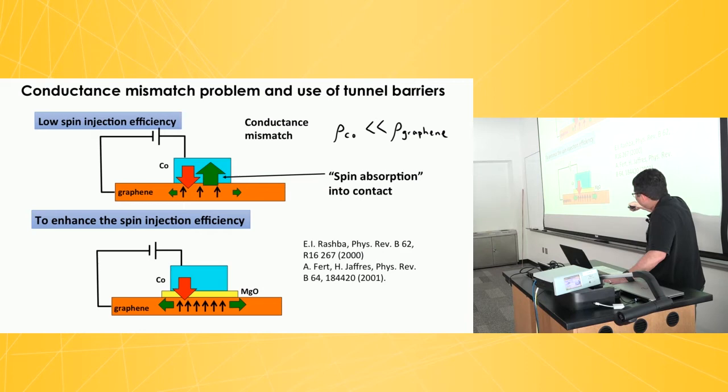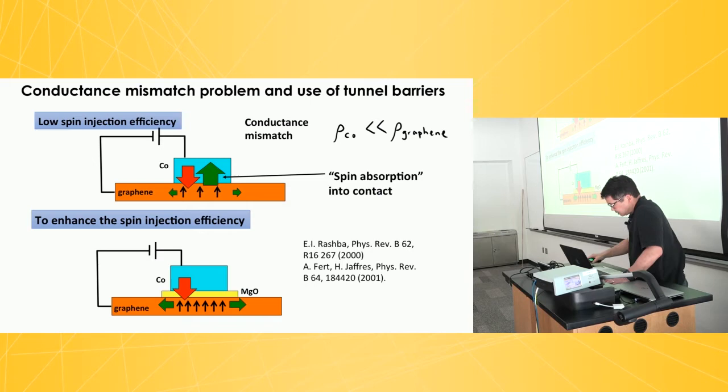To fix this problem, and everyone knew how to do this in principle, you just have to grow a thin layer of insulator. What happens is that you inject inside, but this provides a barrier. It has a large spin resistance, so it won't allow this backflow to happen, and it keeps everything inside the graphene. Folks like Rochebaugh and Fert figured this out early on in the semiconductor spintronics research.